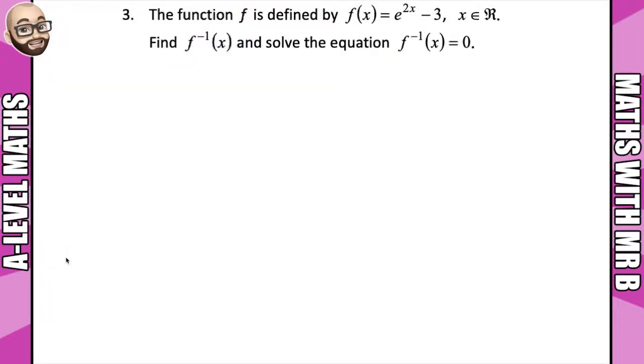Another type of question here is just going to test us on our knowledge of logarithms and exponentials. So we've got f equals e to the 2x minus 3. So we're going to add 3 first of all. Take natural logs. And then divide it by 2.